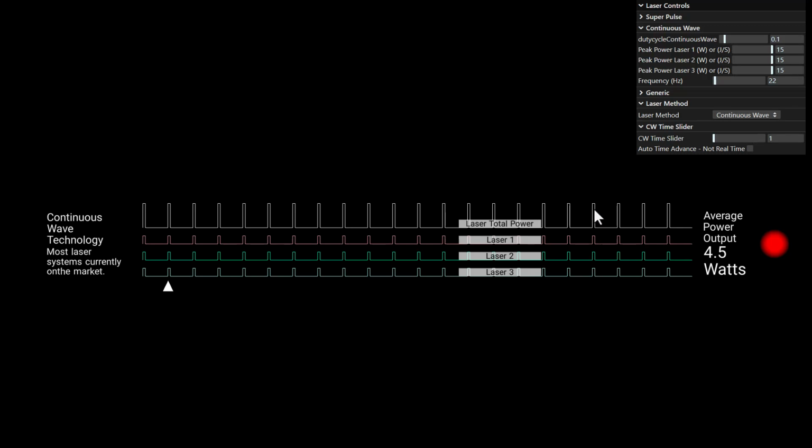So this video is getting a little long, so I want to call it quits here, and I'm going to move on to another video and go over the super pulse concepts. But I hope this makes more sense as to how these machines work under the hood, and I hope this has been valuable for you.